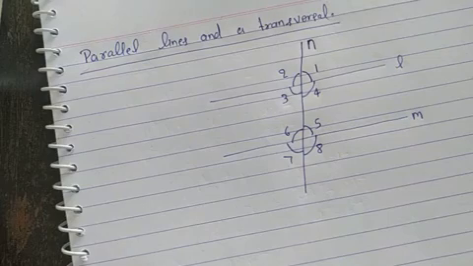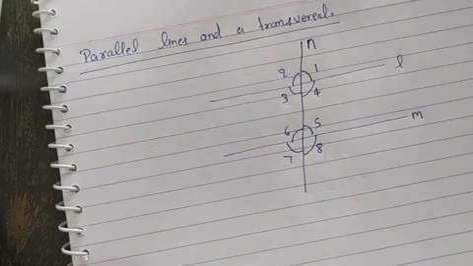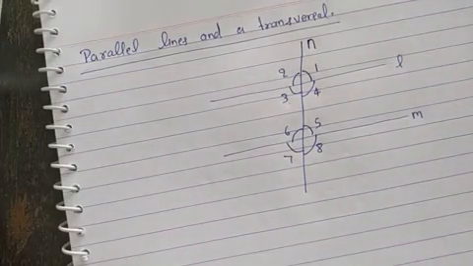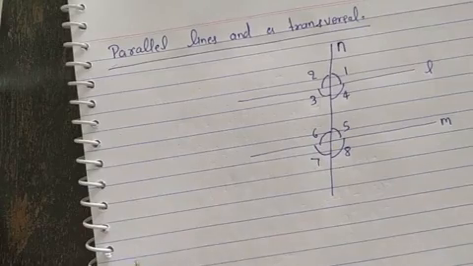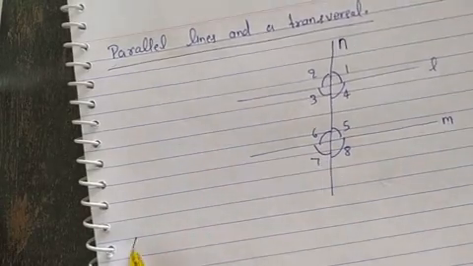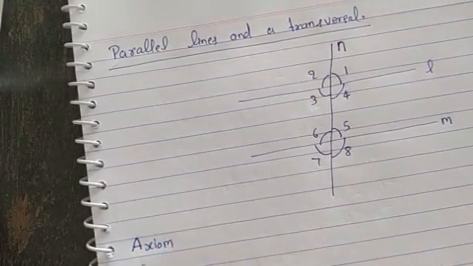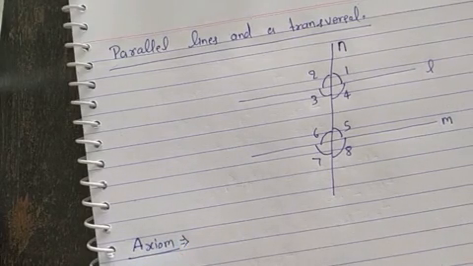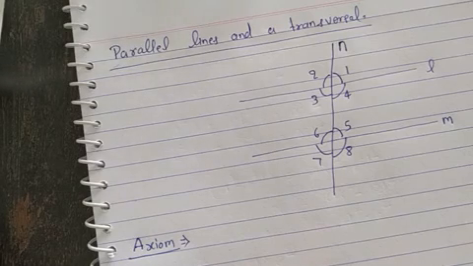this is angle 8. And now there are different types of axioms. By these axioms you can conclude the properties for parallel lines and a transversal. So the first axiom is, in your mind one thing may have come: what is the meaning of axiom? An axiom is a result that we can use directly.